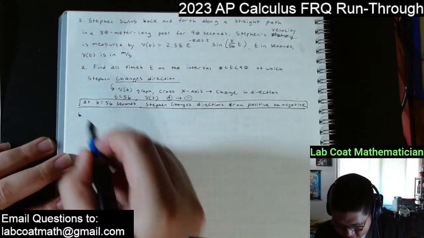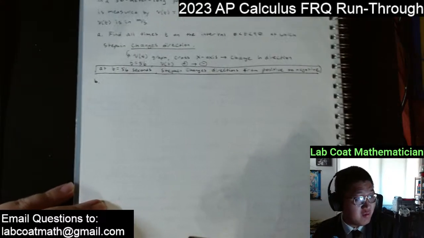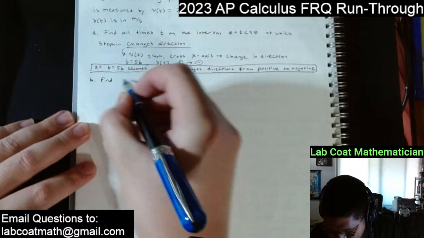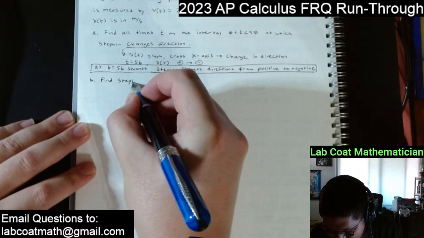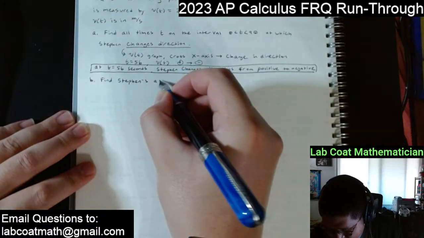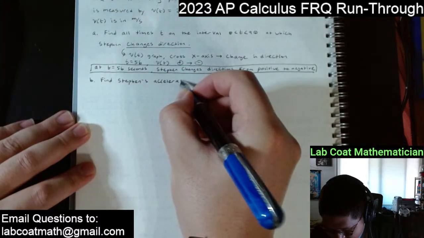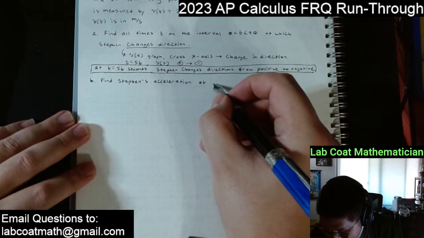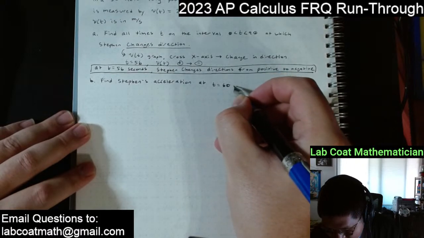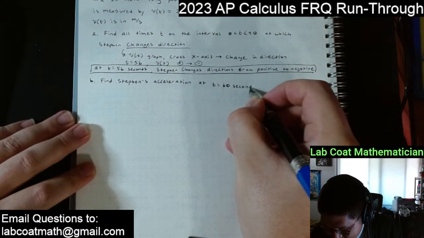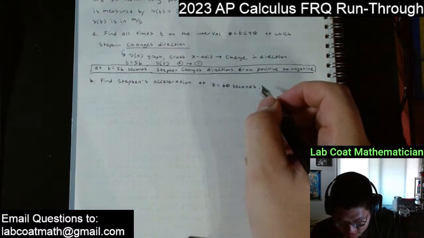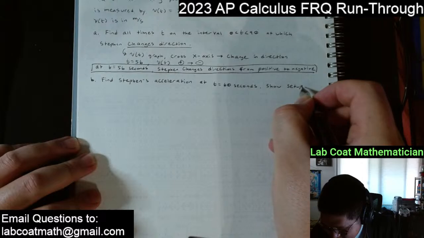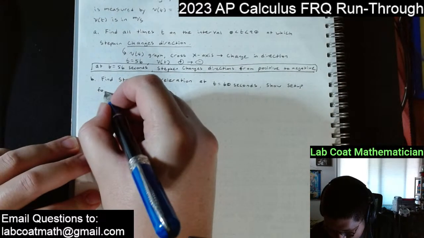Very good. So let's go over to problem B here. Problem B is asking that we want to find Stefan's acceleration at the time t equal to 60 seconds, and then show the setup for the calculations.